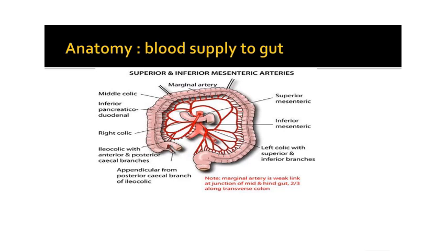ذا كومن هيباتيك ارتري بيدي الجاسترو ديودينال ارتري، وبيدي الهيباتيك ارتري بروبر اللي بيدي بعد كده الرايت والليفت هيباتيك ارتريز. الجاسترو ديودينال ارتري بيدي superior pancreatico duodenal arteries، وبيدي كمان الرايت جاستروبيبلويك. ده اللي هو الارتري اوف ذا فور جات.